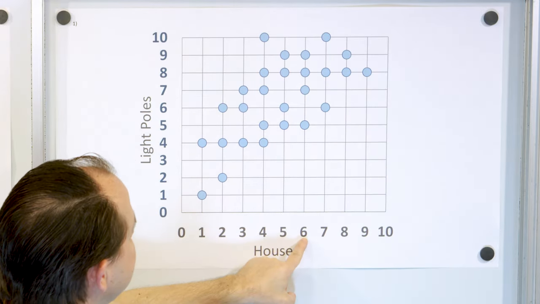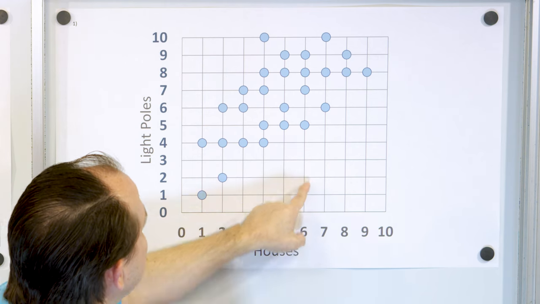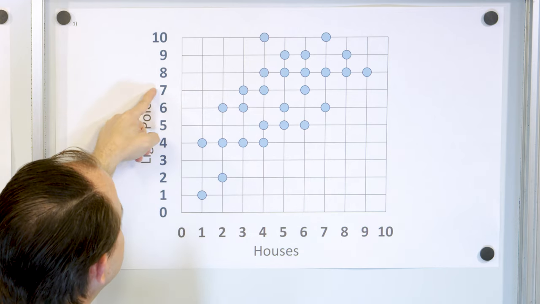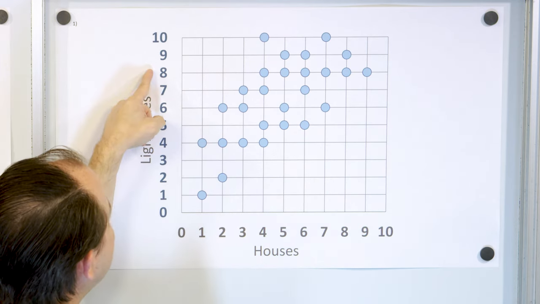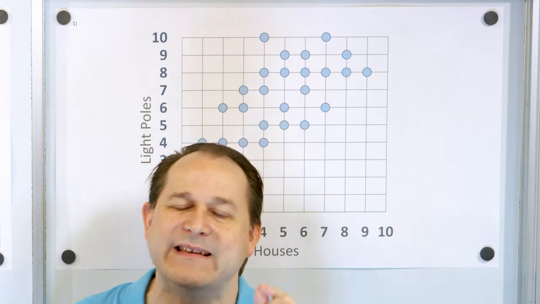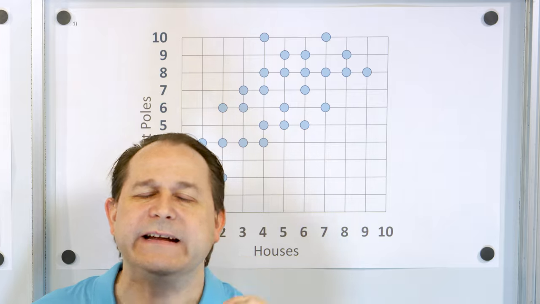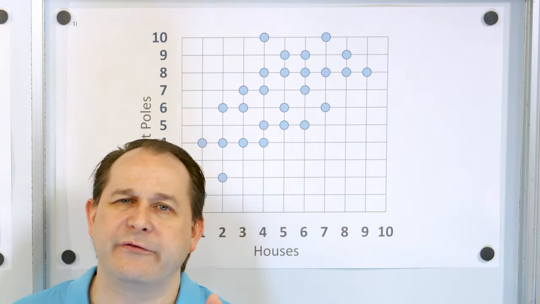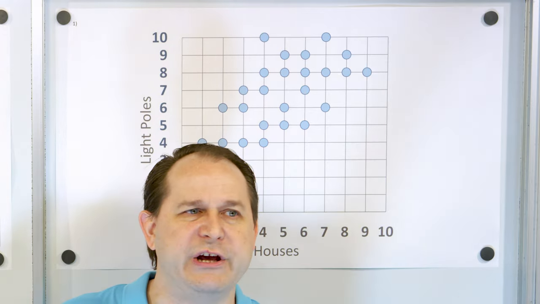You see, for instance, here, when we had six houses on the block, one of these blocks had five light poles, but across town, another of these situations had seven, another one had eight, and another one had nine. So even when the number of houses is exactly the same, the city does not always install the exact same number of light poles.